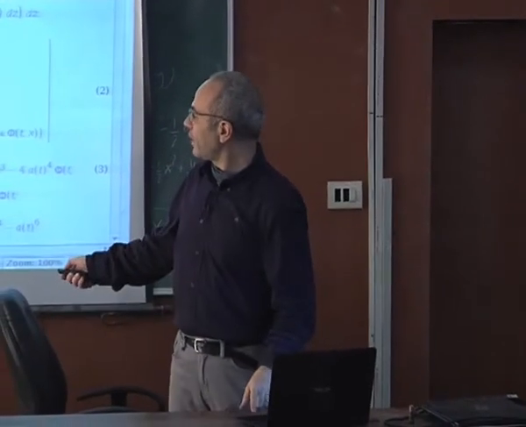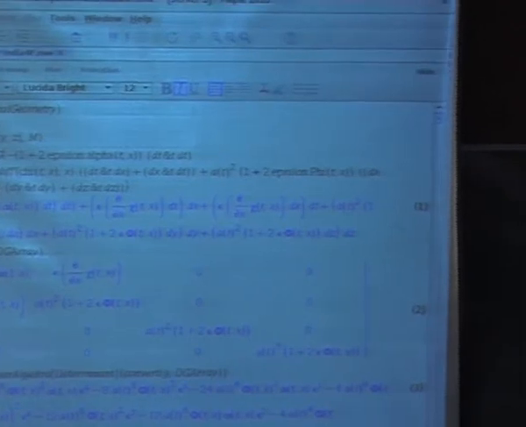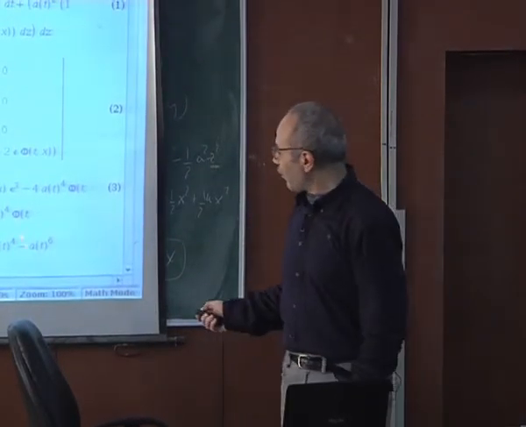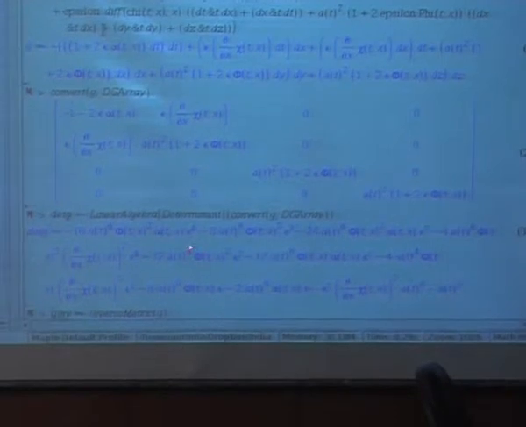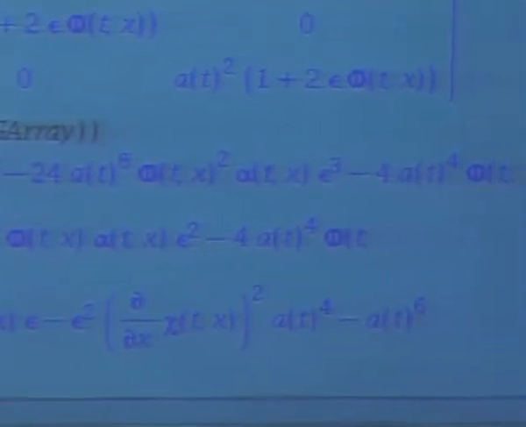Now, for example, here you see I calculate the determinant. And remember that the determinant for the background was just a to the 6, actually minus a to the 6. Now you see that the whole thing became a horrible expression with terms in epsilon cubed and even epsilon to the fourth. And that's just the determinant of the metric. It's not the Riemann tensor.